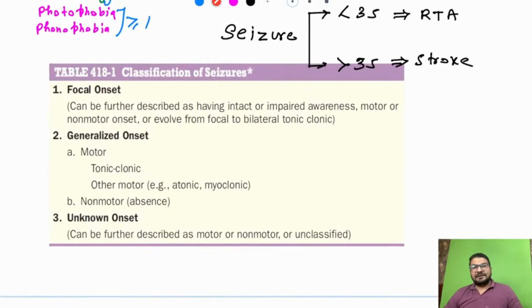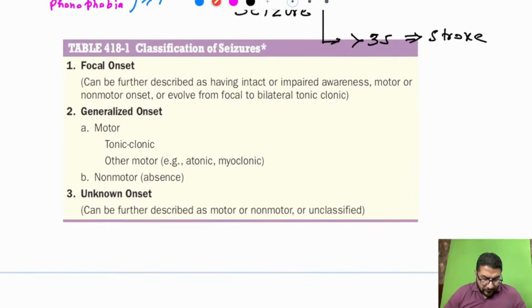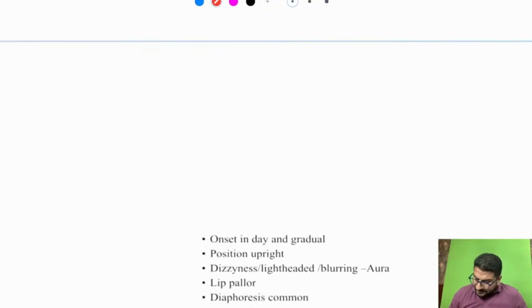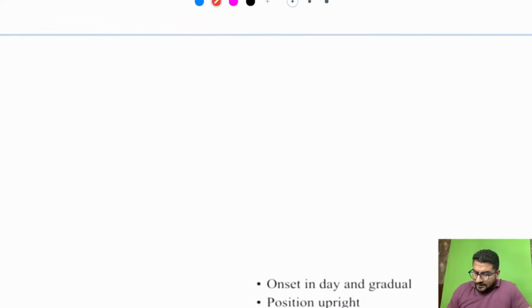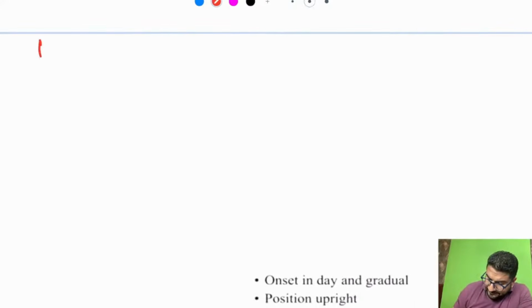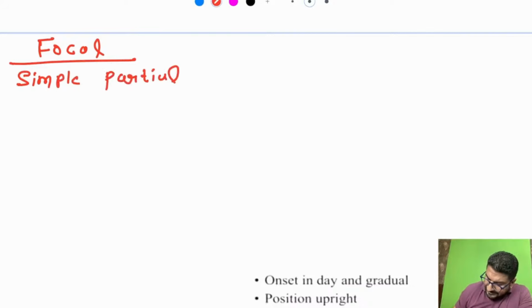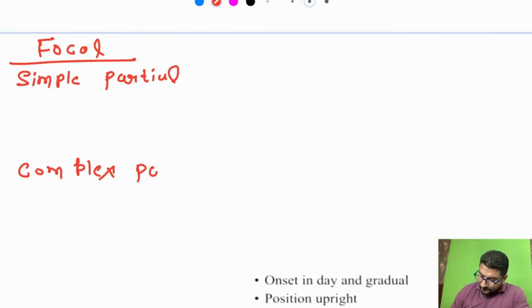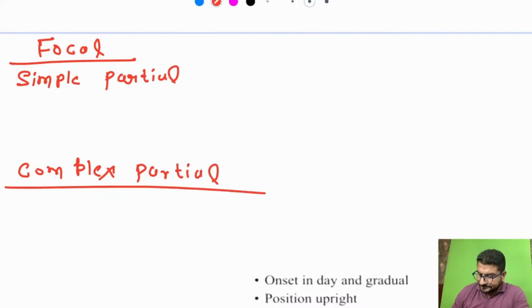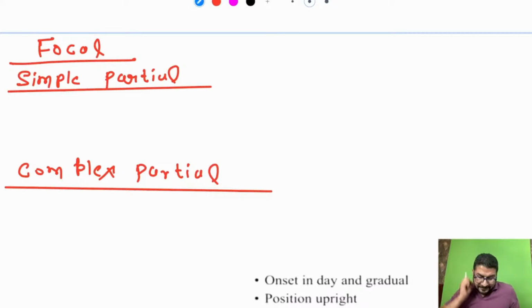Now if I talk about epilepsy, so we can have focal epilepsy, we can have generalized epilepsy. So how can we differentiate these two types of epilepsy? Understand this thing. Focal epilepsy will have certain types. Focal we also call partial. So we can also call this simple partial seizures, and we can call complex partial seizures. So understand, focal seizure we also call simple partial, complex partial.